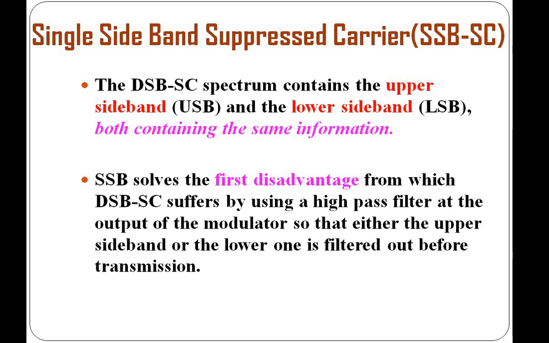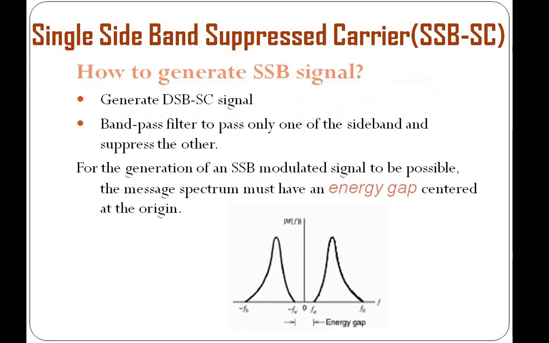It will be filtered out before the transmission itself. At the transmitter side, using a high pass or low pass filter depending on the need, we remove the sideband. Before it goes to the channel, you have to filter out one of the sidebands. Very important.